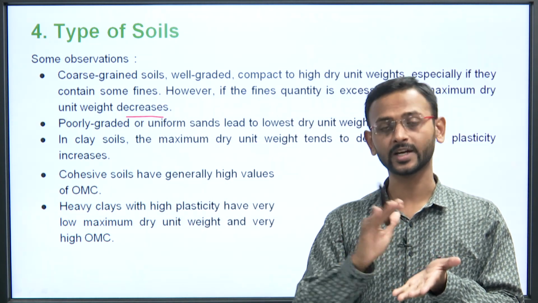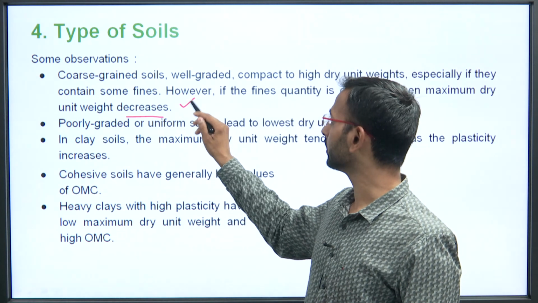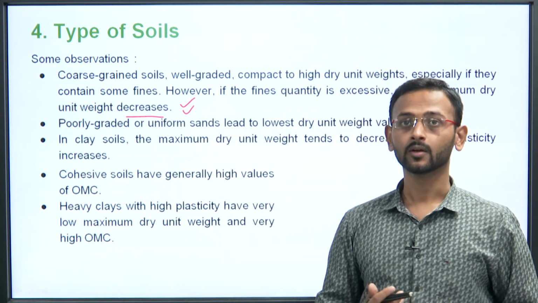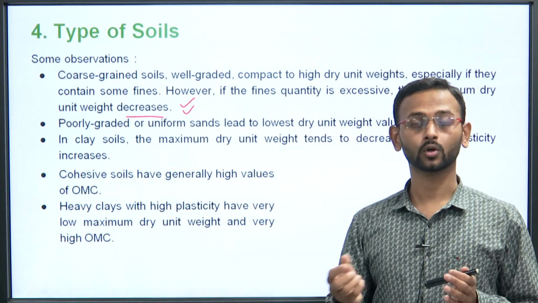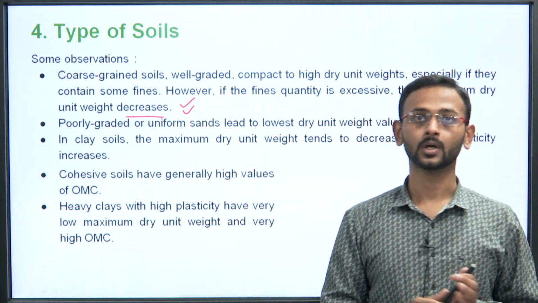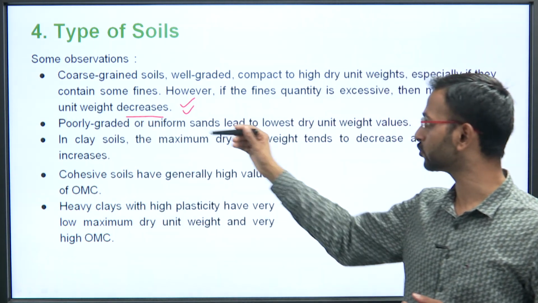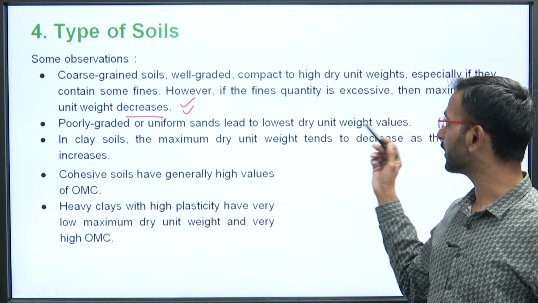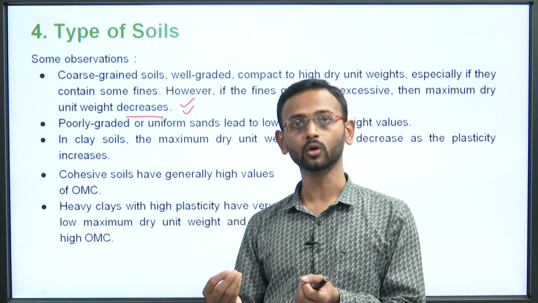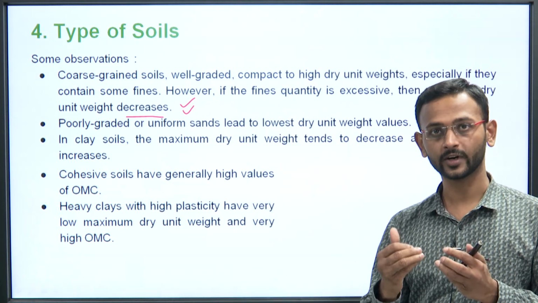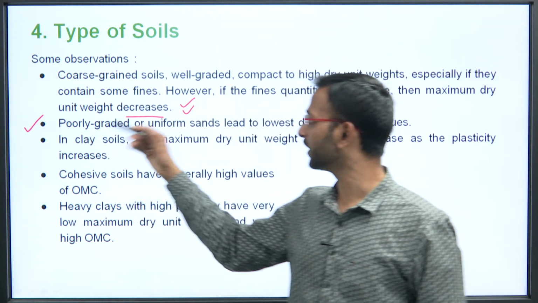So for a certain amount of fines it is okay, but later the maximum dry unit weight will be decreasing. That will not be very beneficial for us, because in the field we try to find out the maximum dry unit weight that can be achieved, because that makes the soil more and more stable. Now taking the second point, poorly graded or uniform sands, you have already studied what is poorly graded and what is uniform sand. They lead to the lowest dry unit weight values. These are not resulting in proper compaction, because the dry unit weight we can achieve is a much lesser value in these types of sands or poorly graded soils.